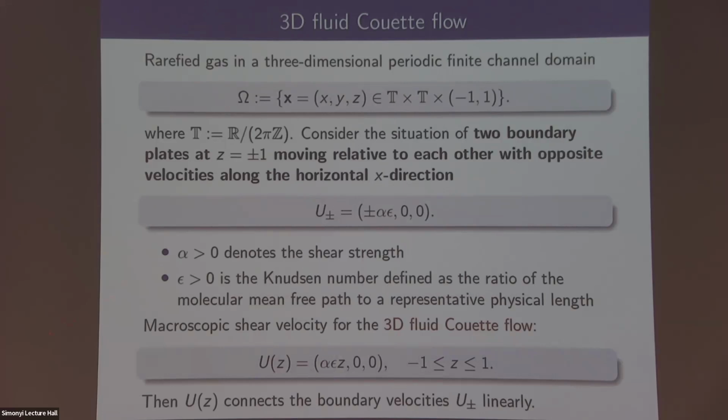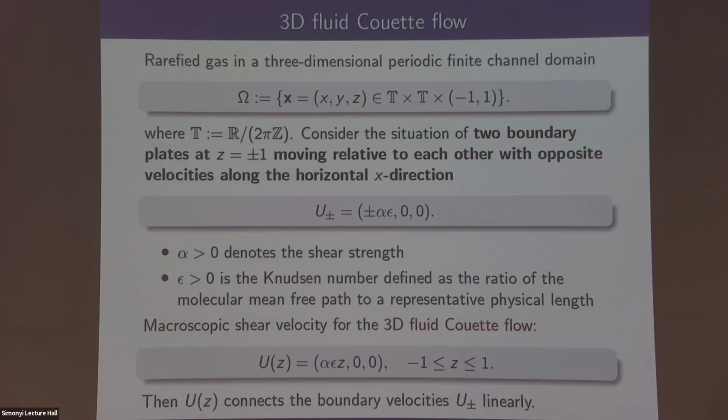Okay, so here's the 3D Couette flow. We're working in a three-dimensional periodic channel domain. So Omega is x, y, and z, where x and y are the torus, and you're going between -1 and 1 in the third direction. The torus is periodic. So you have two boundary plates at z equals +1 and -1 moving relative to each other with opposite velocities along the horizontal x direction. And we model that with u plus and u minus, which are plus and minus alpha epsilon in the first component and 0 in the last two components.